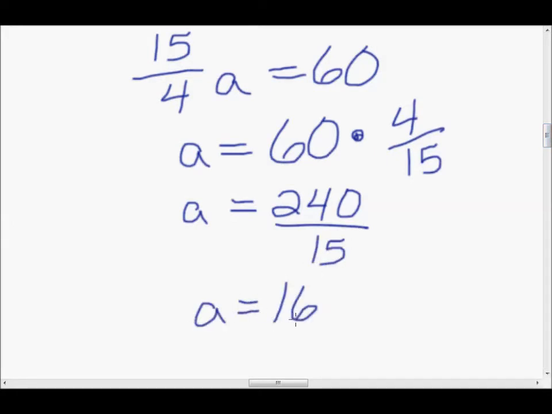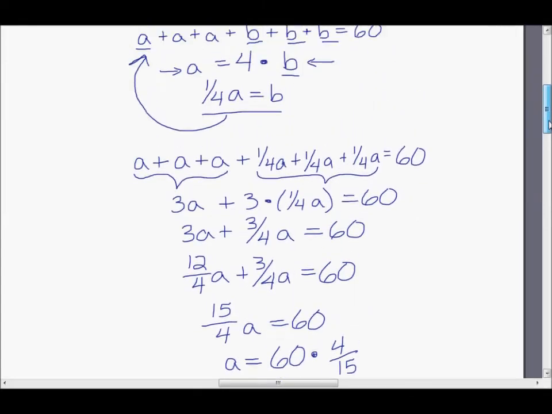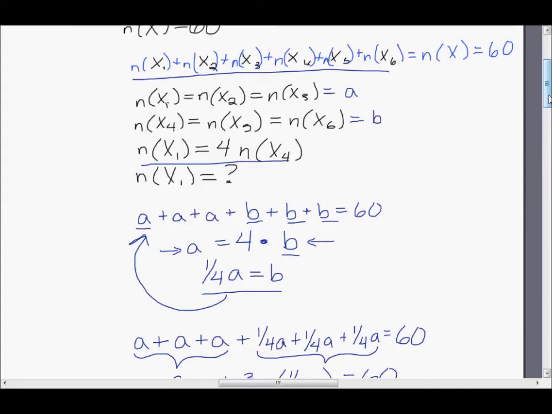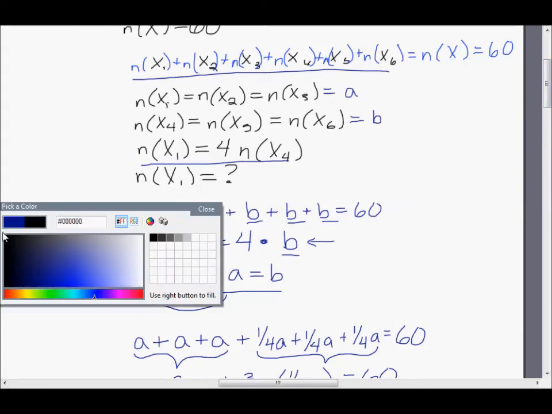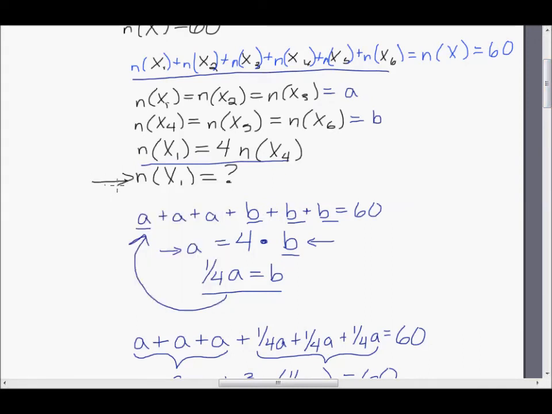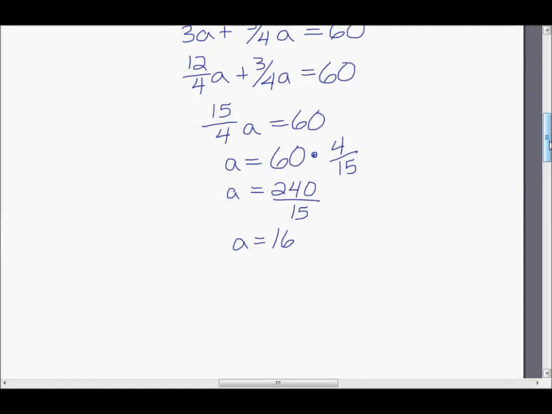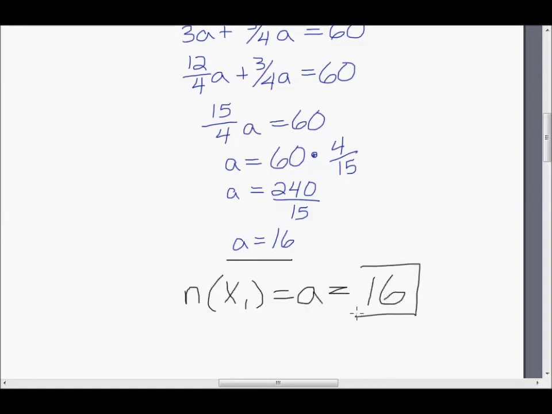And so what was our initial question? Let's zoom back out and see if we can find what it was. It was, what is n, the number of things in x1? This was our question, right? We said right here that the number of things in x1 is equal to a, and we solved for a right here. So that means the number of things in x1 equals a equals 16. And 16 is our answer.